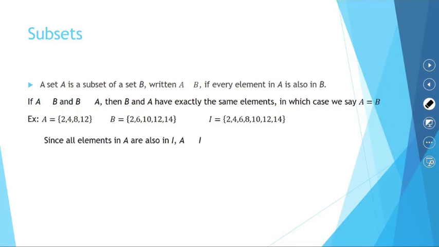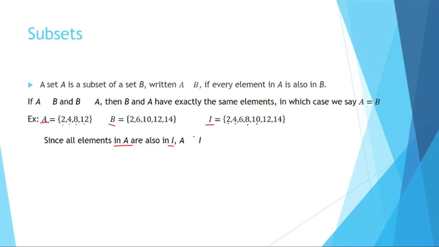All right, so let's look at an example. So here's what I determined. Set A is the elements 2, 4, 8, 12. Set B is the elements 2, 6, 10, 12, 14. And set I is 2, 4, 6, 8, 10, 12, 14. Now, since all elements in A are also in I, notice all the elements in A, 2, 4, 8, and 12, all of those elements are also in I, 2, 4, 8, and 12.